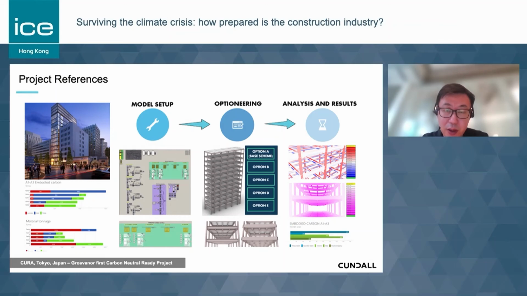When we look at the options, for example the five different options A, B, C, D, E, each option can be quickly compared by looking at its structural performance, which is reflected as material tonnage, and also the embodied carbon factor. Then we do that analysis and push the results out. On the bottom left, there is a simple summary showing each option's carbon performance and material efficiency. So this is an example.